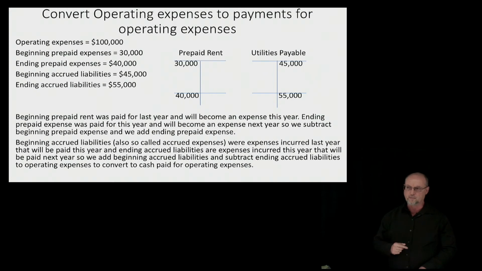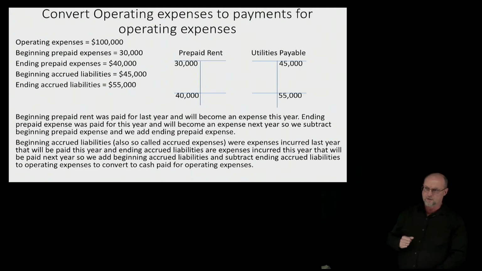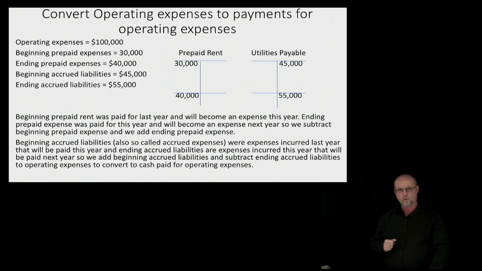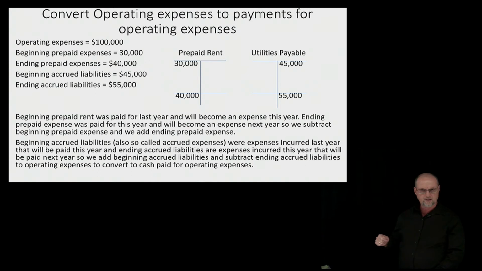Let's look at utilities payable. And that could be wages payable, okay? What we call accrued liabilities. Accrued liabilities are also called accrued expenses. They're kind of one and the same. Since you debit an expense, you credit the liability. All right, so the beginning balance for utilities payable, $45,000, was last year's ending balance. Debit utility expense, credit utilities payable. So it was an expense last year, but it's going to get dispersed this year.